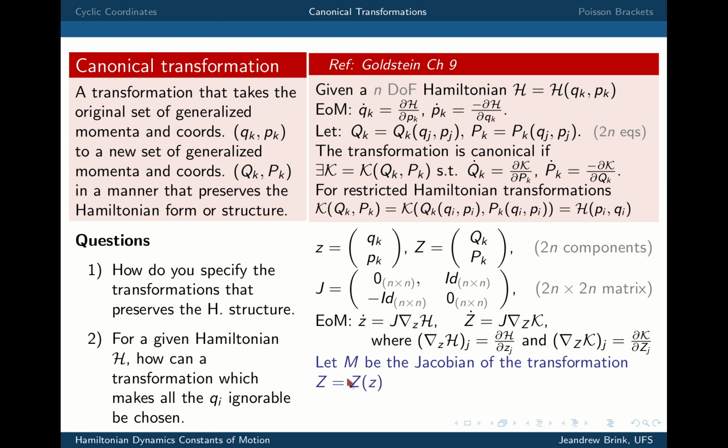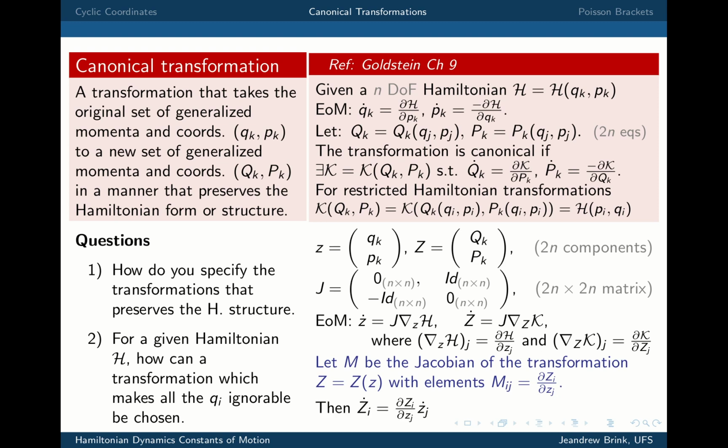So this is basically the vector Z equals a function of the original vector z. And so the Jacobian associated with that transformation has M elements. It's a 2n by 2n matrix. It has elements partial Zi, partial small zj. Okay, so that's just our transformation matrix. The transformation is well defined if the determinant of that matrix is non-zero.